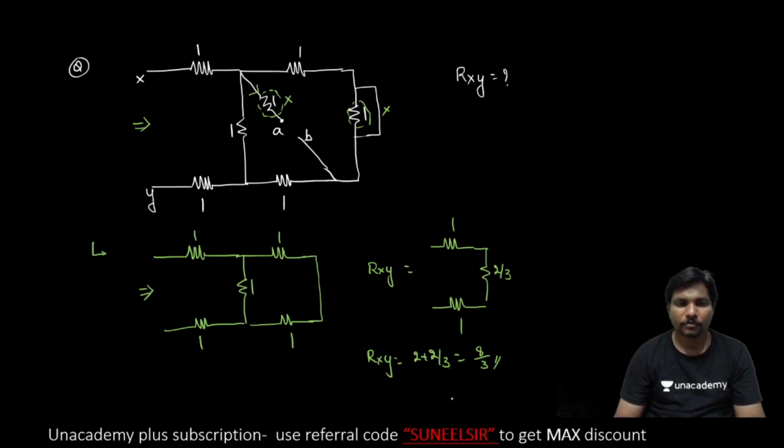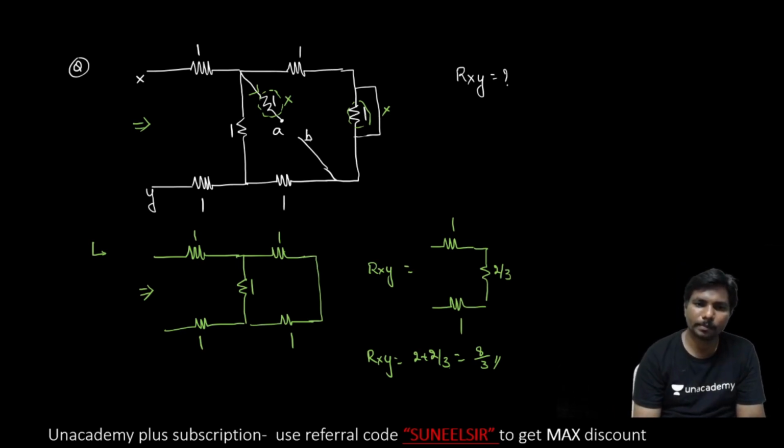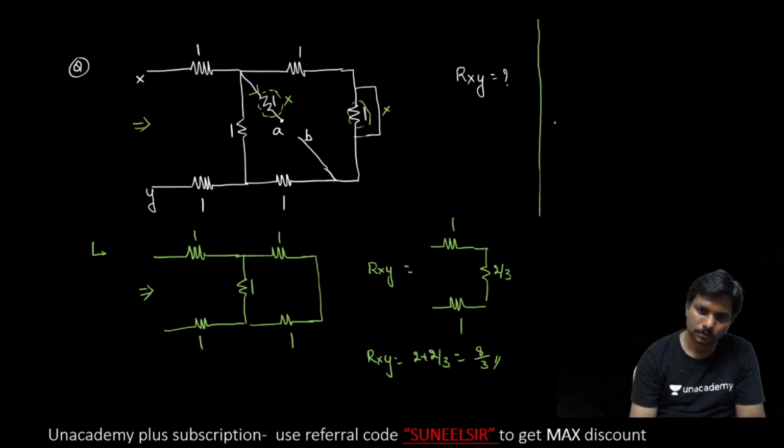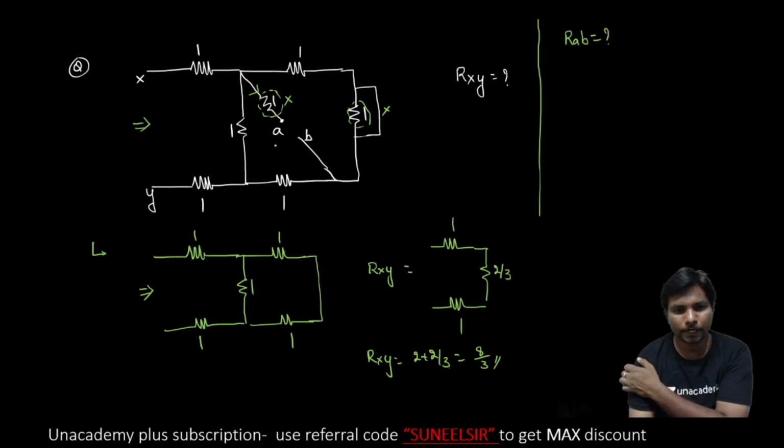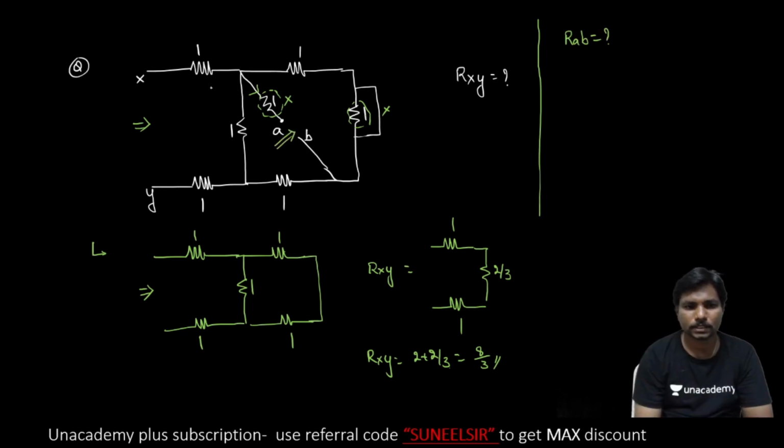All of you clear? For the same question, if they are asking RAB, then what is the answer? Looking from these two terminals, this is an open circuit and this is also an open circuit, so there is no flow of current through this. Bring the terminals outside. Bringing A outside, here we get this resistance 1, and here at this point we have this resistor.